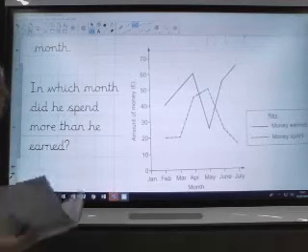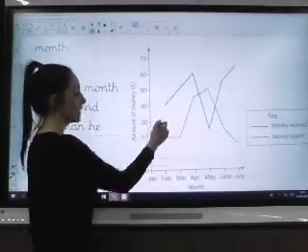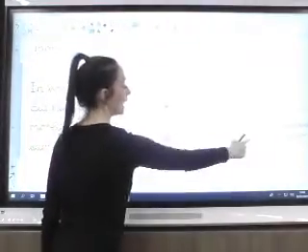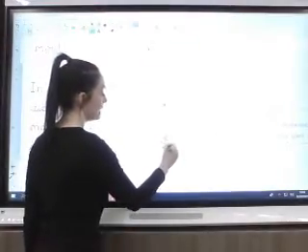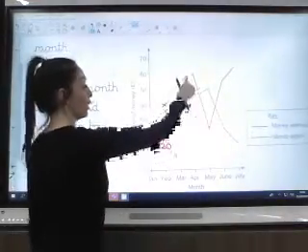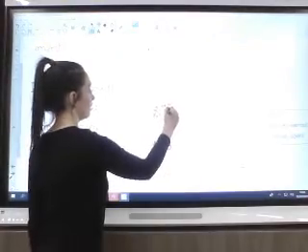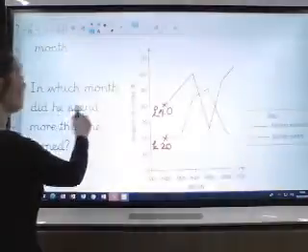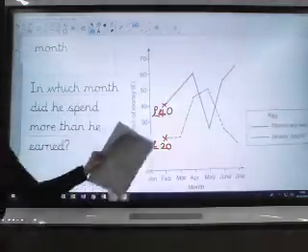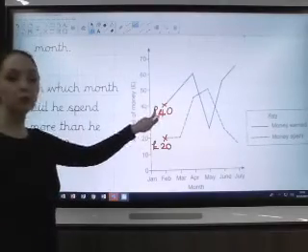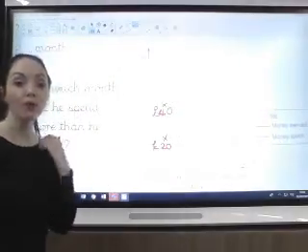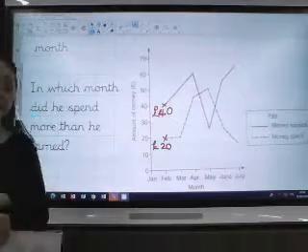Okay, so I'm just going to look at February as an example. So in February, the dotted line is how much money he spent. In February, he spent £20. Okay, but he earned £40. So that one doesn't fit our answer, does it? It's asking us in which month did he spend more than he earned. But here, he's earned more, hasn't he? Okay, so you need to go through the months and see which month where he's spent more than he's earned.